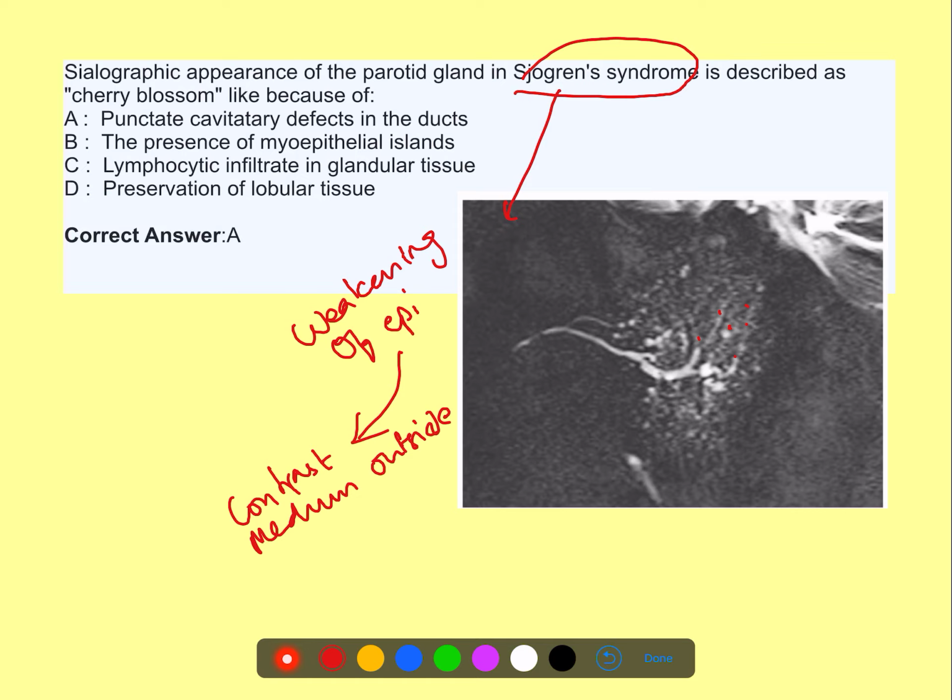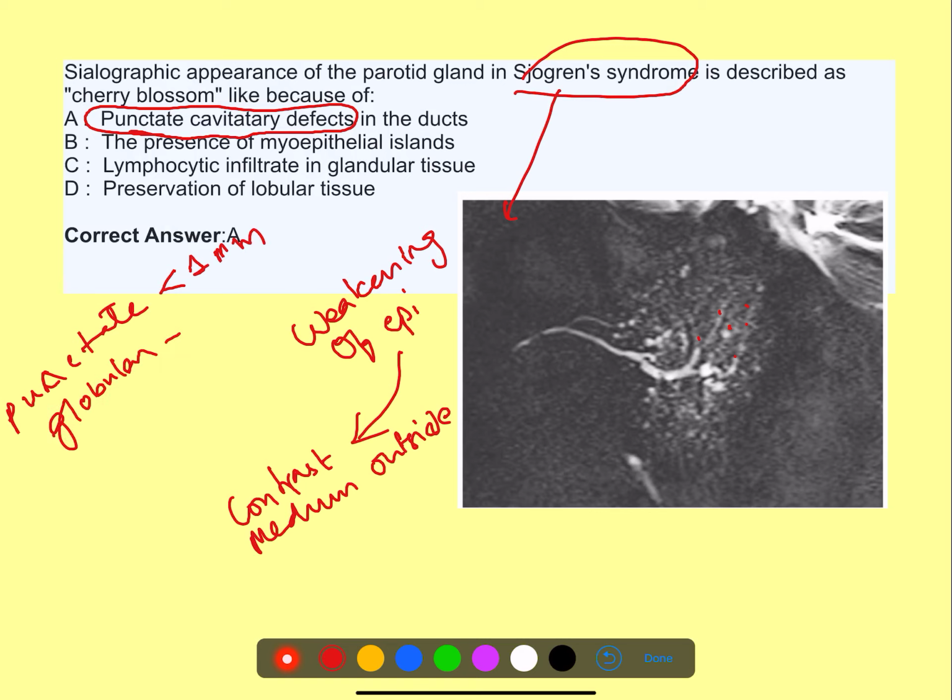So here there will be a formation of punctate cavitatory defects, and this is given in the textbook, which is a direct line. Before the development of these punctate cavitatory defects, the few pooling of this contrast agent can be grouped into punctate, which is less than 1 mm, globular, which is 1 to 2 mm, and as the disease progresses this will be irregular and there will be cavitary, which will be greater than 2 mm.